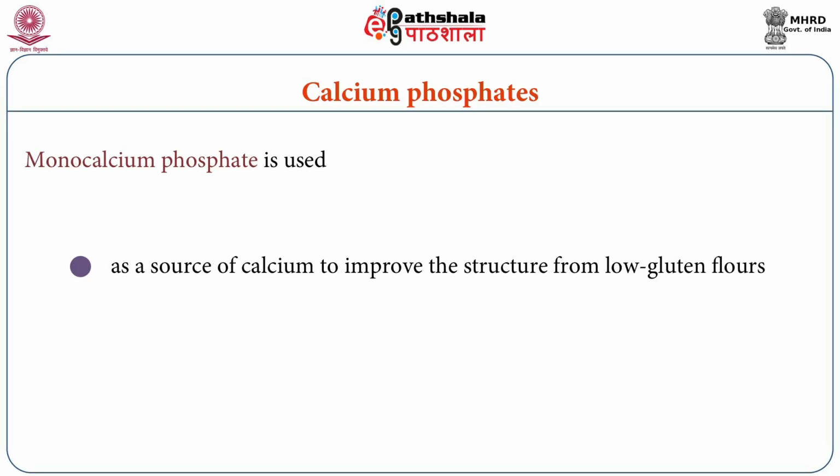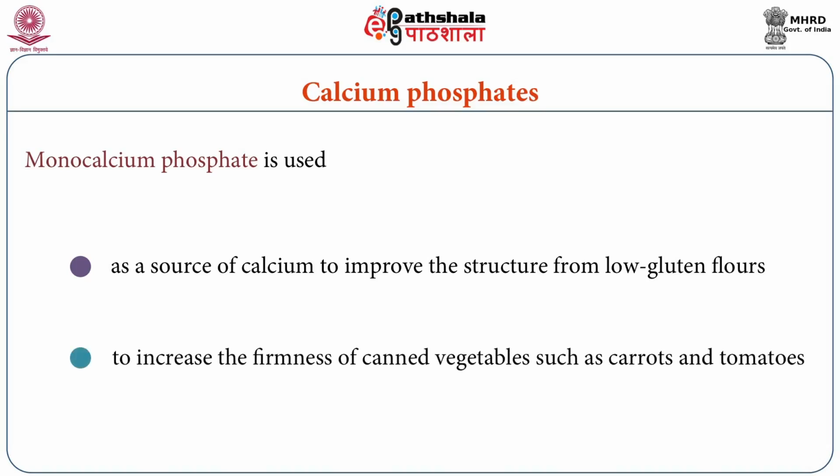Calcium phosphate. Monocalcium phosphate is used as a source of calcium to improve the structure of low gluten flours. It is also used to increase the firmness of canned vegetables such as carrots and tomatoes.